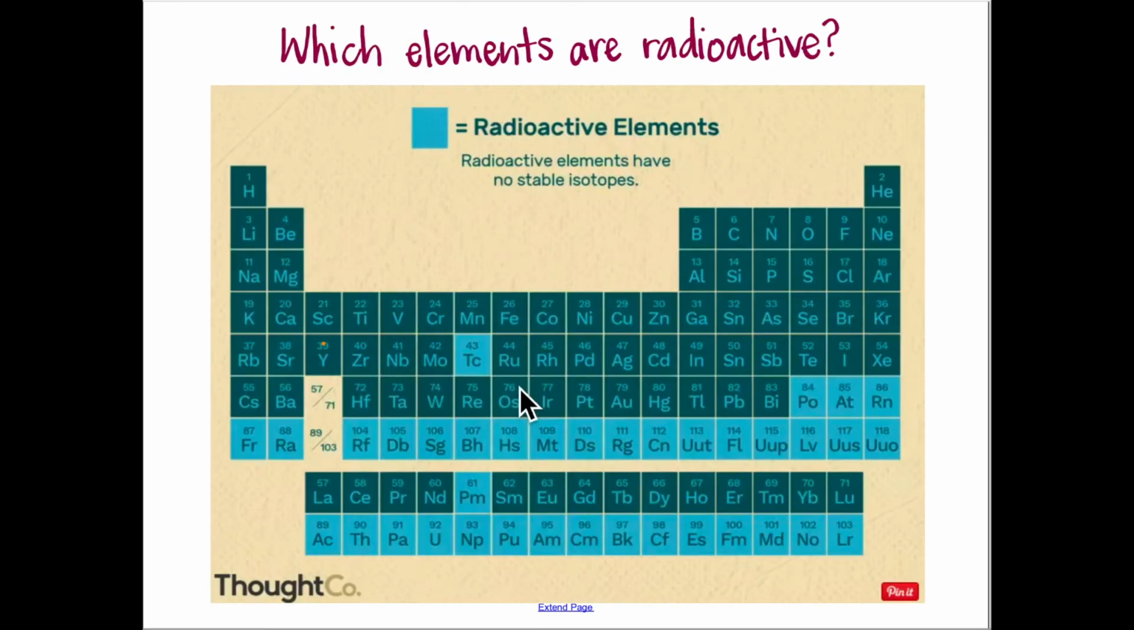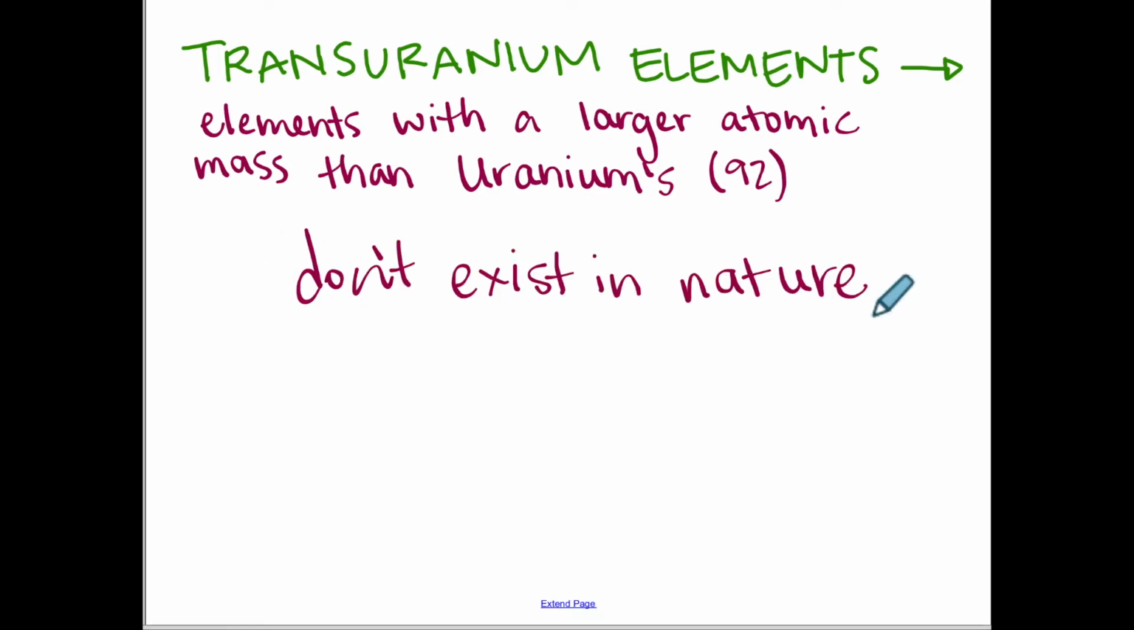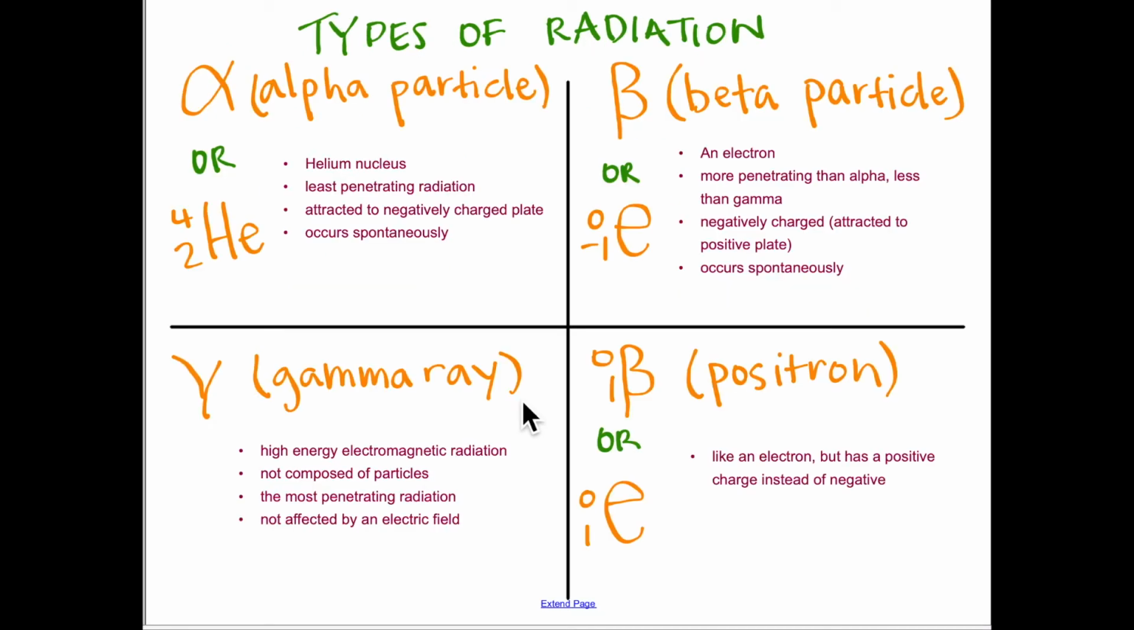So you might wonder which elements are radioactive. This periodic table shows the radioactive elements. As you can see, they are mostly the bigger elements, and specifically, they are the elements that are past uranium. On the periodic table I gave you, the molar masses of the radioactive elements are in parentheses. Transuranium elements are elements with a larger atomic mass than uranium's, which is 92. They don't exist in nature except for trace amounts in uranium ores and when scientists create them by bombarding other elements with nuclear radiation.